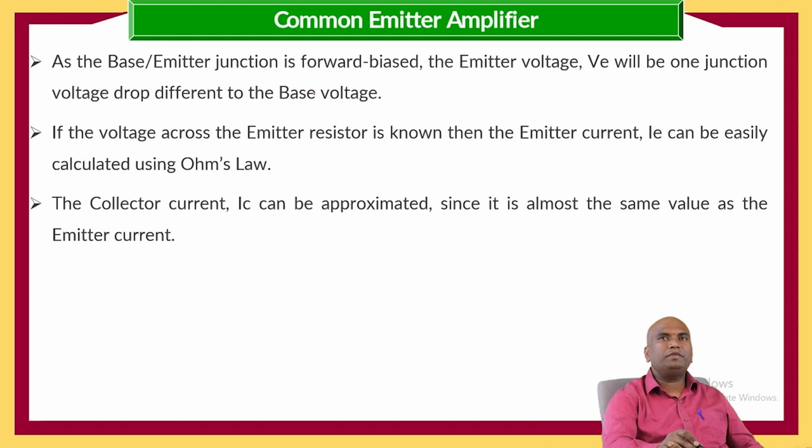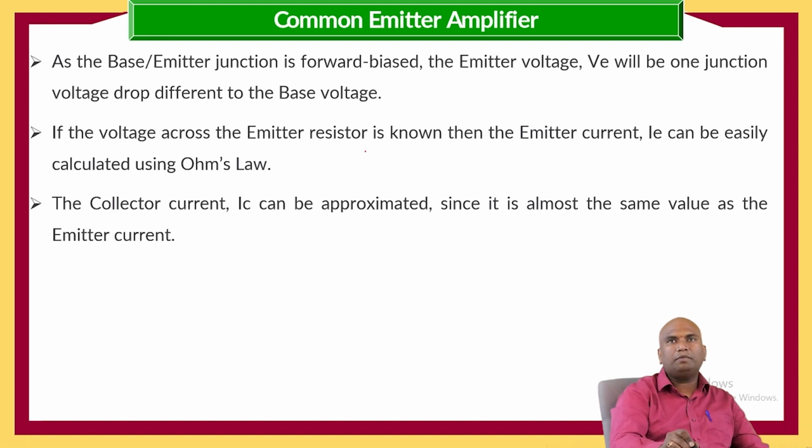Here, as the base to emitter junction is forward biased, the emitter voltage will be one junction voltage drop different to the base voltage. In order to put the transistor in a proper bias condition, we make the base to emitter junction forward biased. The emitter voltage VE will be one junction voltage drop different to the base voltage.